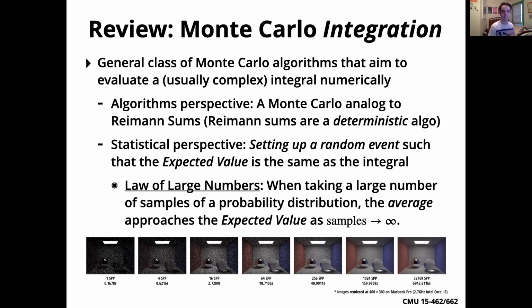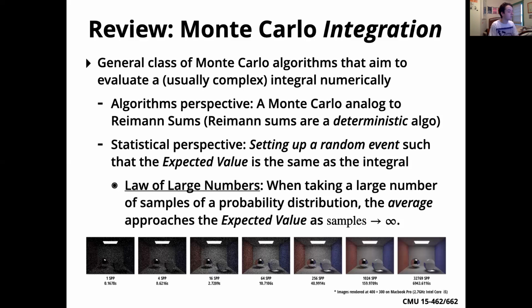Something that we mentioned in class and is very important when we're talking about Monte Carlo algorithms, Monte Carlo integration, is the law of large numbers. This is actually the crucial thing that allows it to work. It says that when we are taking a very, very large number of samples of some probability distribution, the average approaches the expected value as the number of samples goes to infinity. How quickly it approaches the expected value remains to be seen, and we can apply techniques of variance reduction to make it approach the expected value a little faster. But in general, this is really the tool that we're using: the law of large numbers.